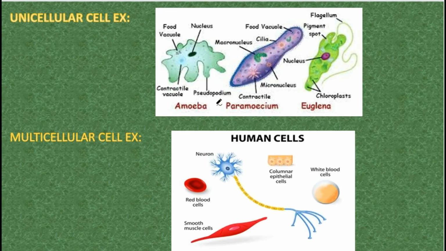So as you can see here, the examples for unicellular organisms, that is amoeba, I've already told, paramecium and euglena. Okay, these are all single celled organisms. So multicellular organism is human, biggest example human, and human cells are neurons, red blood cell, smooth muscle cell, epithelial cell, columnar epithelial cell, and white blood cell. All these cells are present in human. So every cell has their own functions in human, and in single cells, a single cell performs all the functions in the organism.